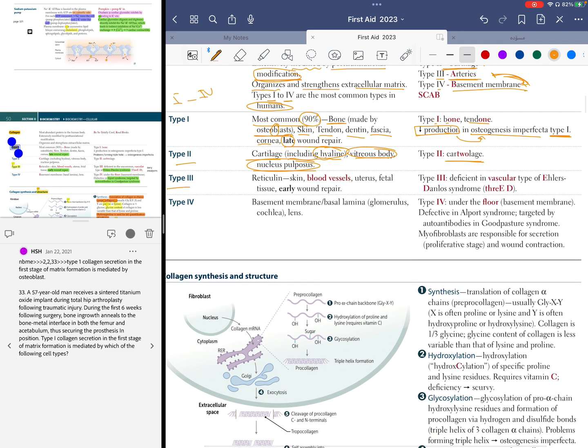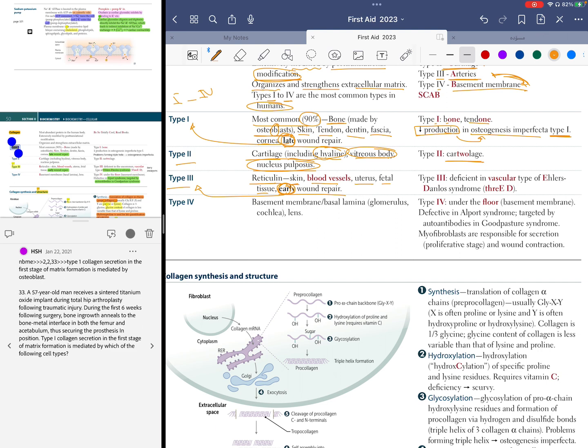Type 3 is in the reticulum, in the skin, blood vessels, uterus, fetal tissue, and early wound repair. So not late, but early wound repair. If it's late wound repair, then it's type 1. If it's early wound repair, then it's type 3.